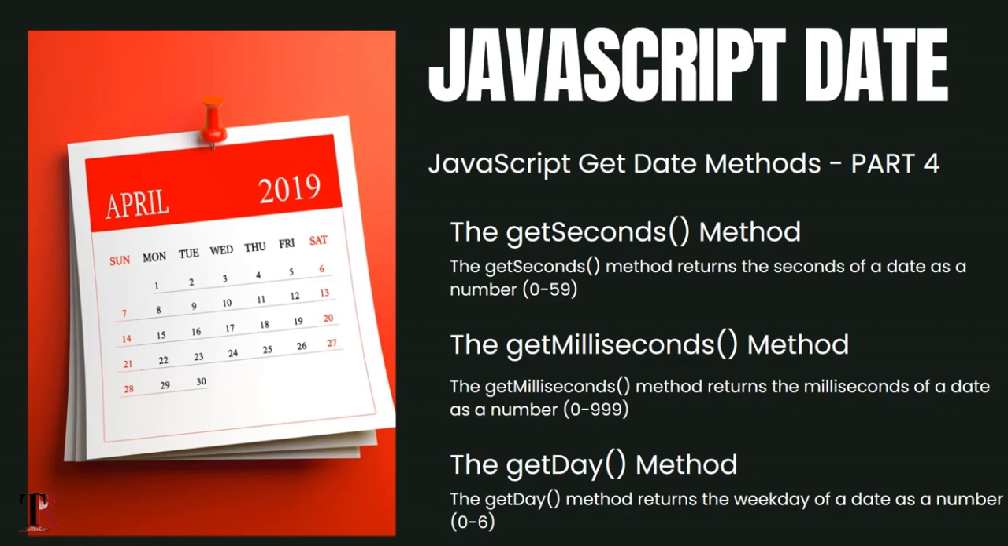Then the get milliseconds method. The get milliseconds method returns the milliseconds of a date as a number from 0 to 999. The get day method returns the weekday of a date as a number from 0 to 6. And let's begin to see examples for each of these get date methods.